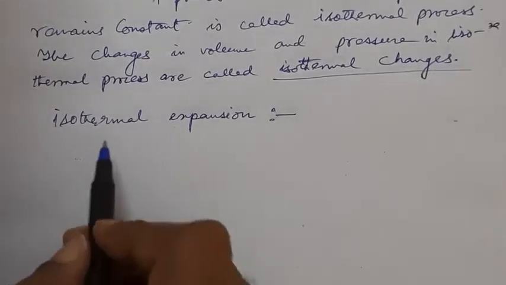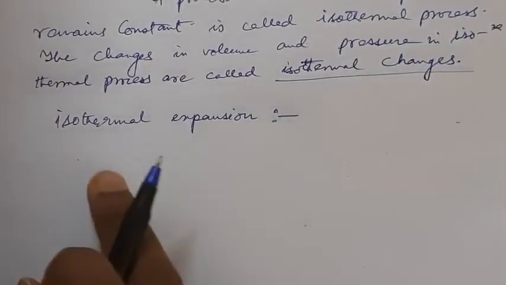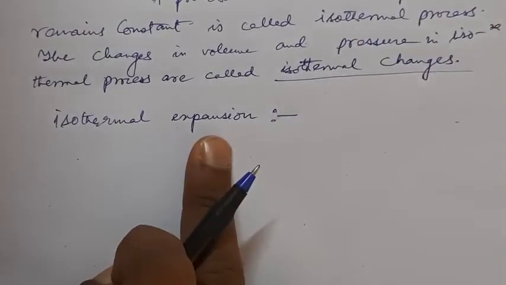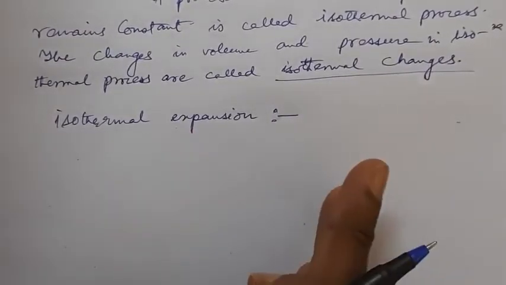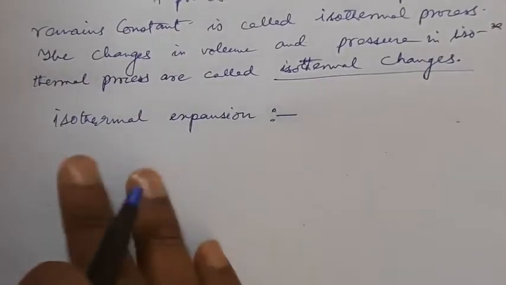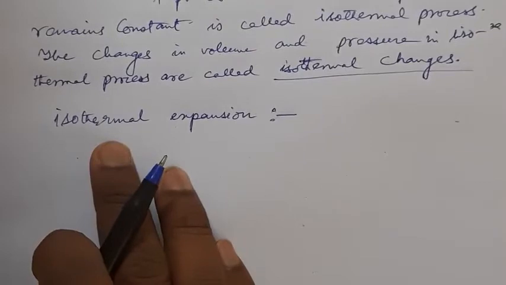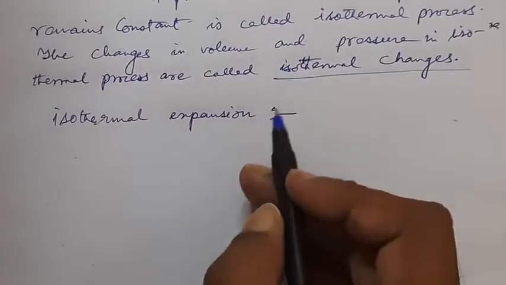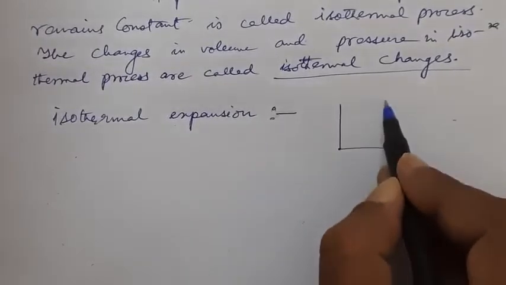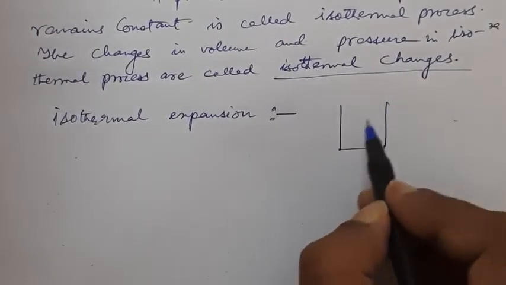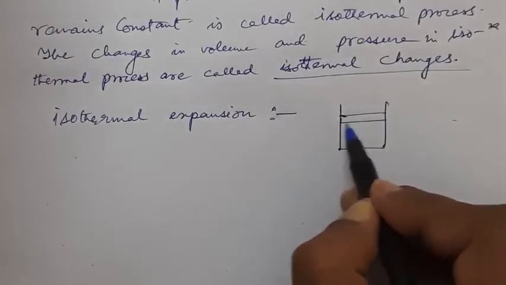Now we have to understand two things. One is isothermal expansion and the second one is isothermal compression. Now we all know what an expansion or a compression is. So in accordance with the word isothermal, we will discuss what an isothermal expansion is. Now we take a gas enclosed in a metallic cylinder-piston arrangement.